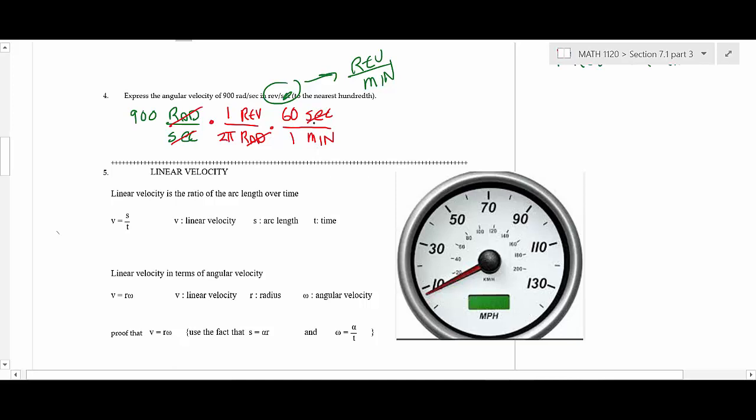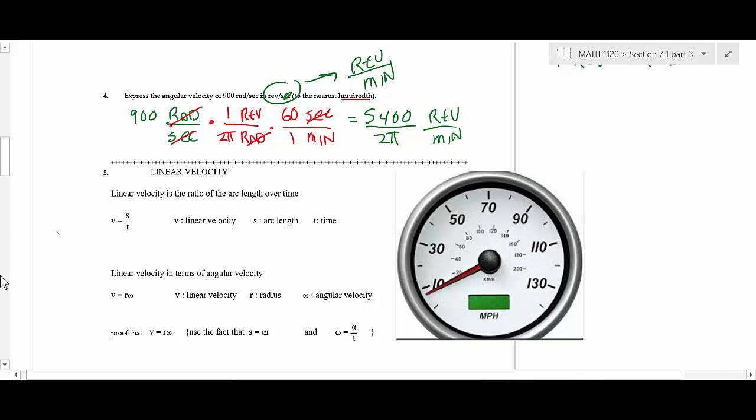Now, I'll tell you, a lot of times students don't do this right on the calculator. We're going to round this to the nearest hundredth, so there's one thing you want to pay attention to. If I multiply the numerator out, 900 times 60 is 54,000, and then the denominator is just 2 pi. Okay, so you're going to end up now with revolutions per minute, or RPMs.